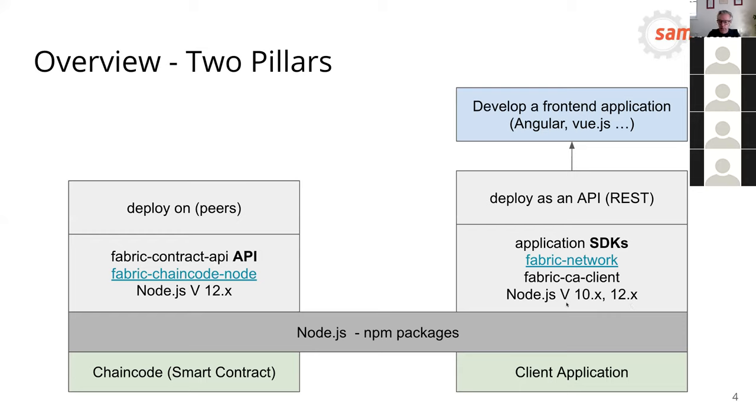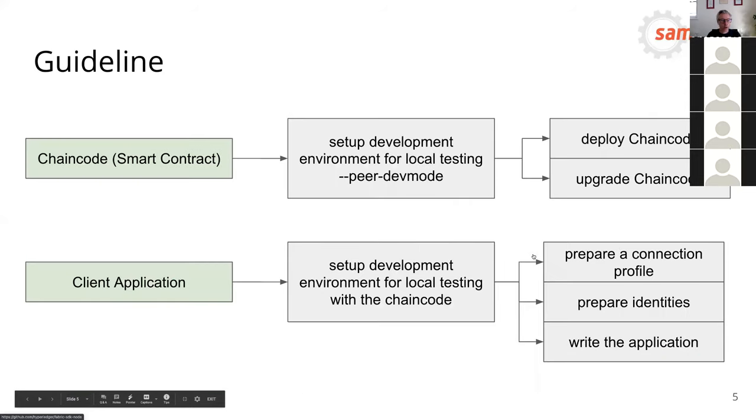And with this software development kit, we can create a client application which can interact with the blockchain system and can invoke and query some data. These are the global steps we have to do, and we look a little bit deeper at what we have to do. For the smart contract, we need a development environment for local testing, for the creation process of the chain code. And for this we can use the peer dev mode.